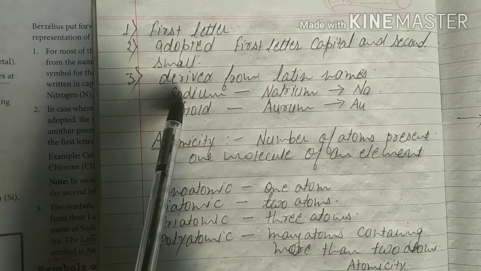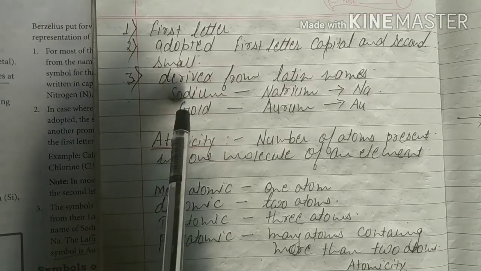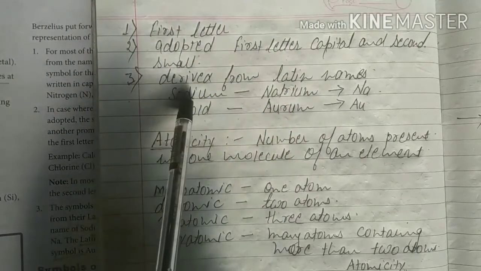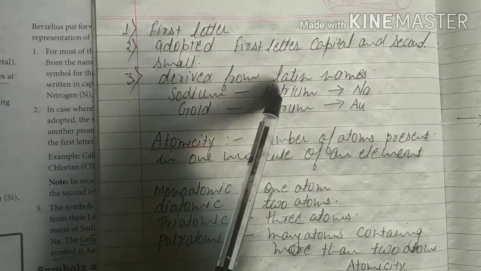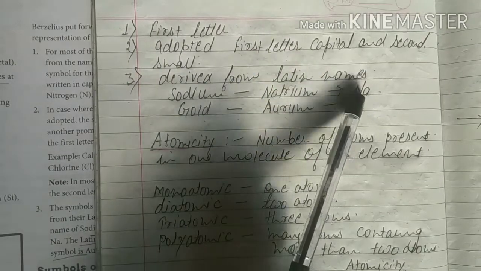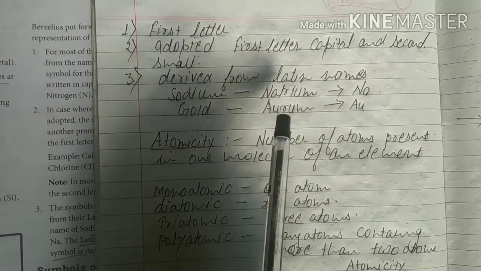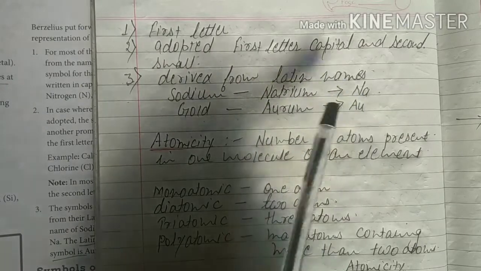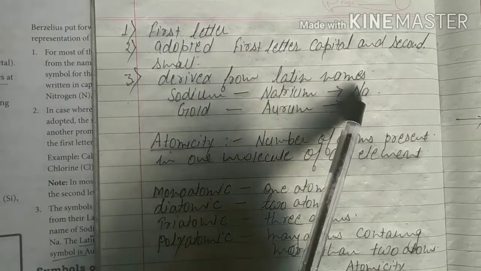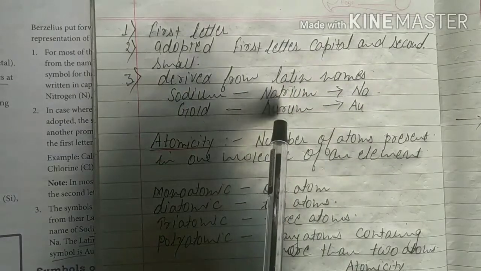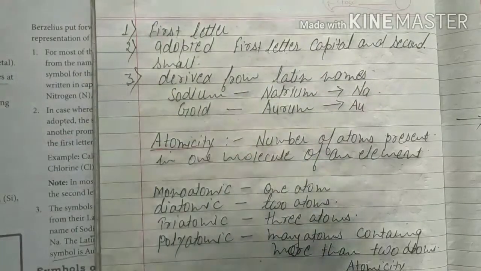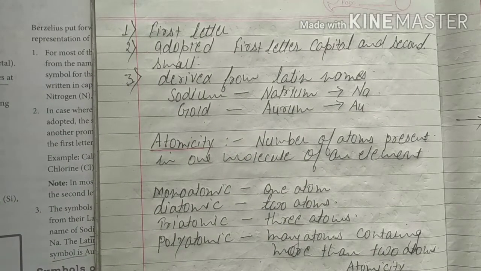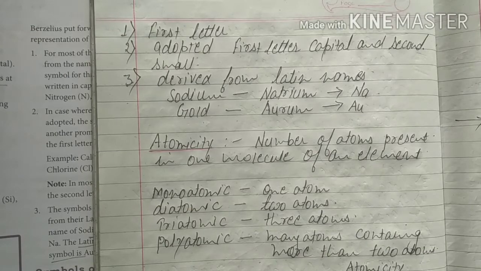Okay. S means any of these letters we could not take. That's why they have taken the Latin names. Sodium is known as natrium in Latin, and its symbol is Na. Gold is aurum, and its symbol is Au. So Na, capital N and small a; aurum, Au. This is the rule of how symbols have been given in the modern periodic table.